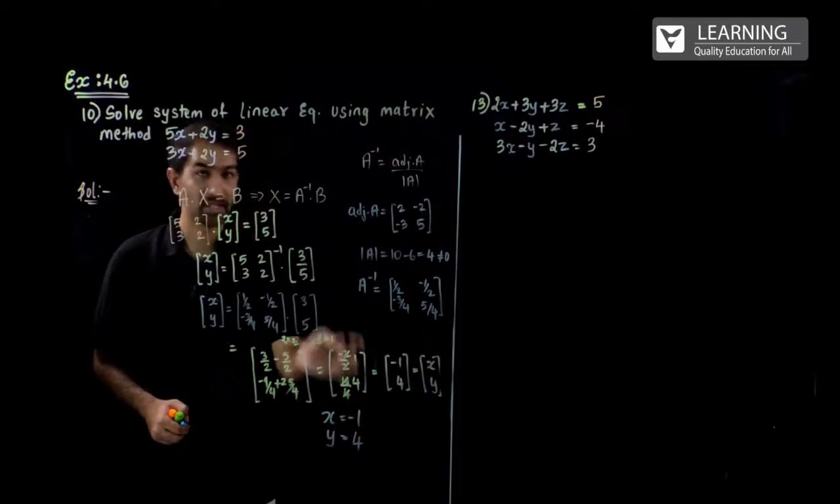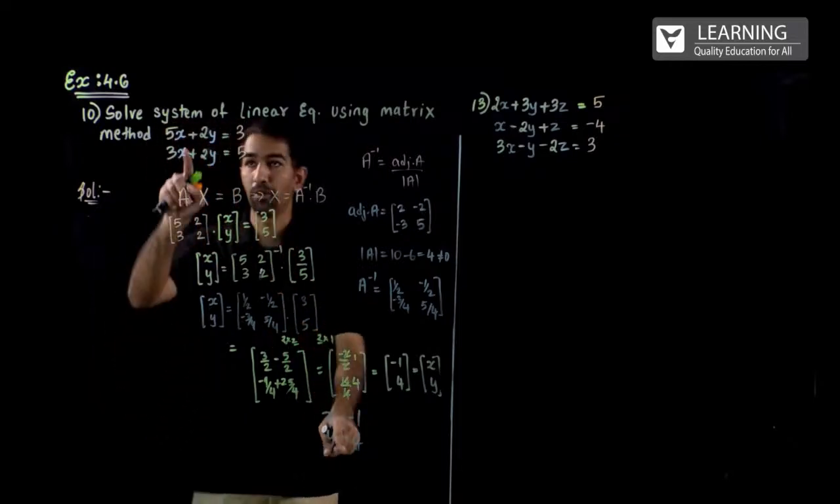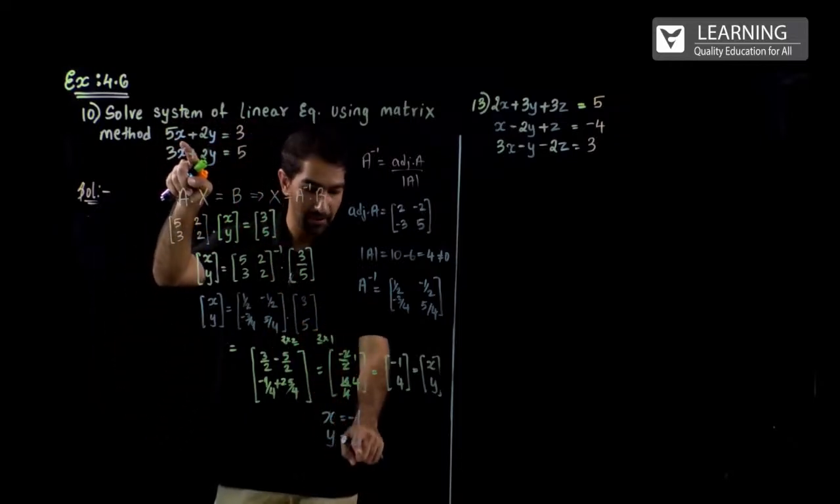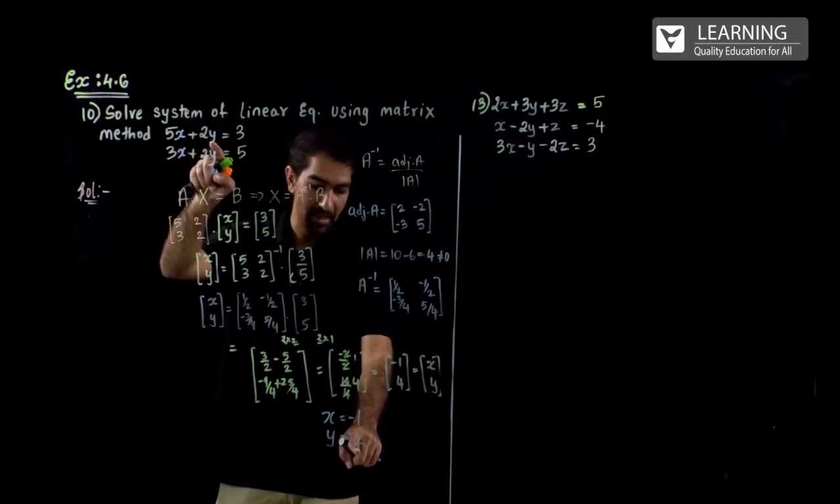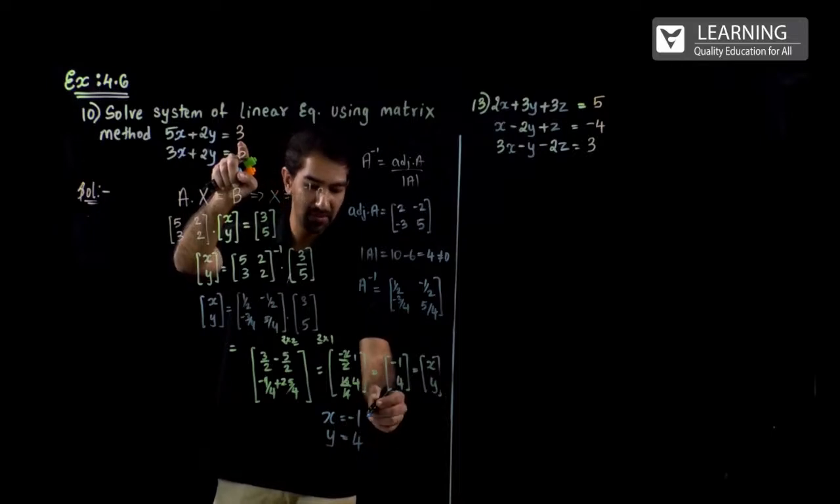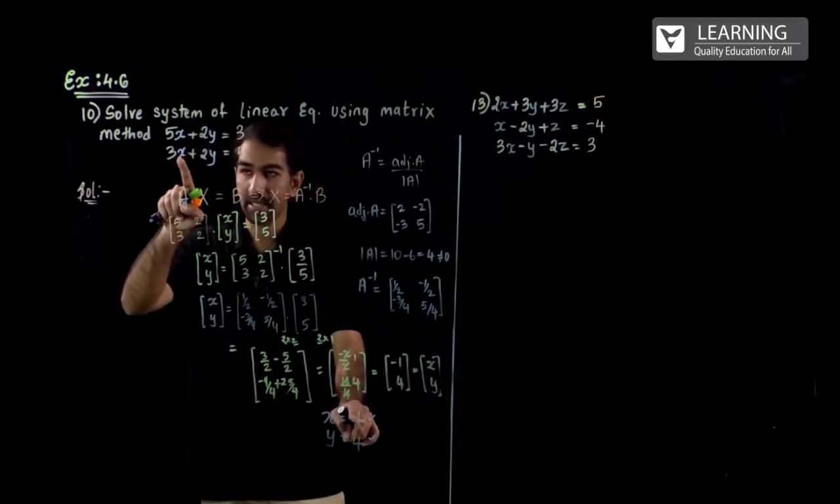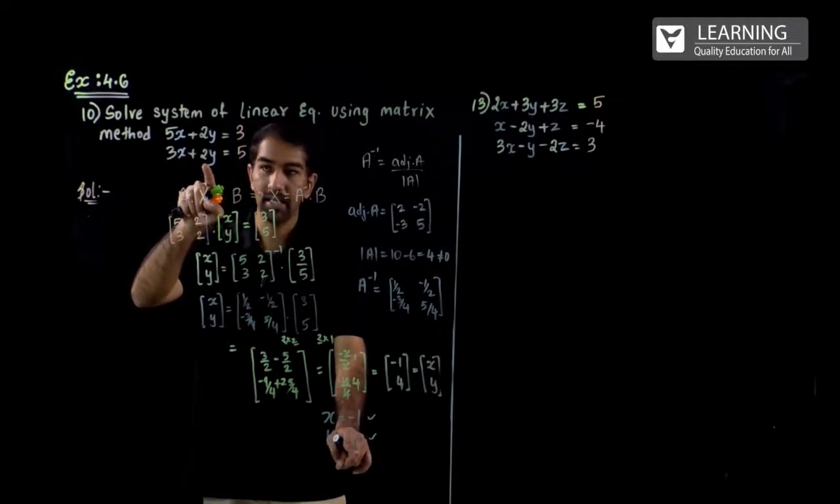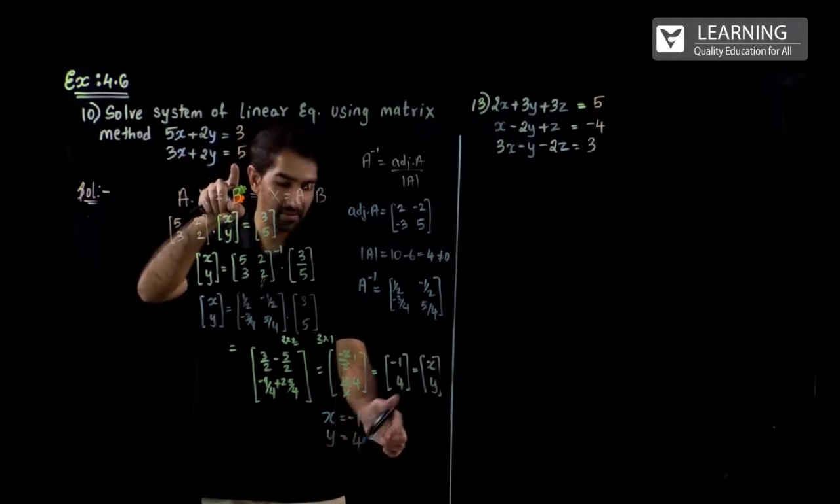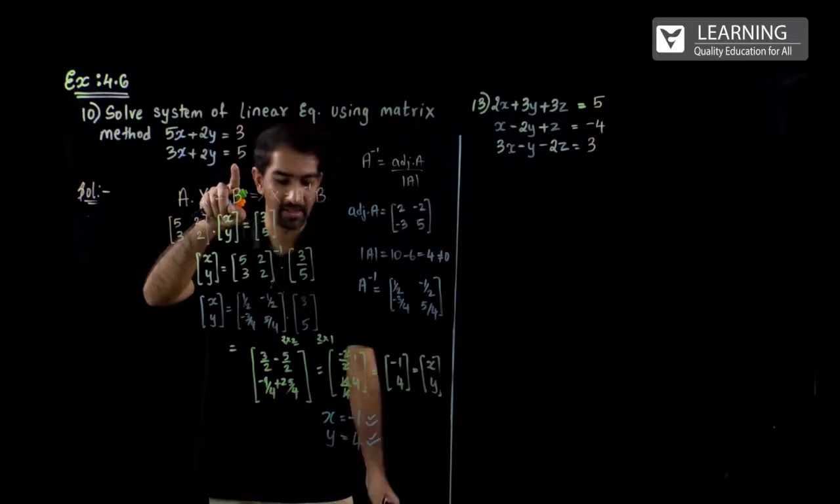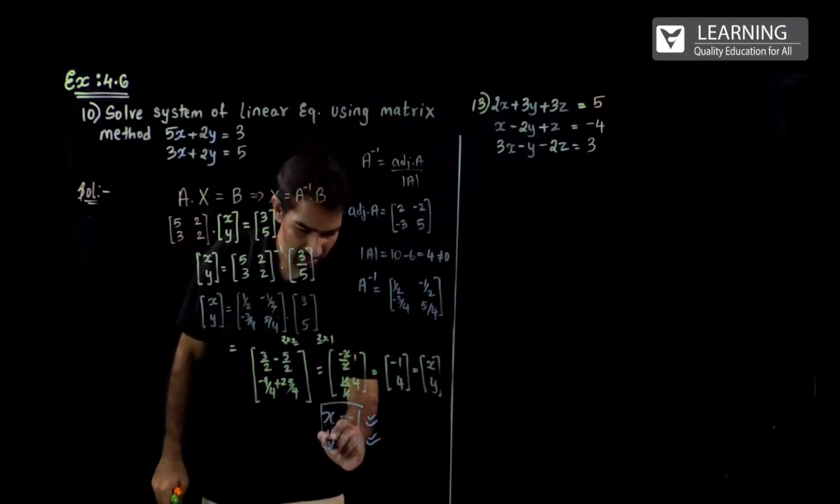Check whether these values are satisfying these equations. Put minus 1 here, it will become minus 5. And here you put 4, minus 5 plus 8. So that is equal to 3. So these values are satisfying the first equation. Again here, minus 3 plus 8. So 8 minus 3 is 5. Again satisfying the second equation. So this is your right answer.